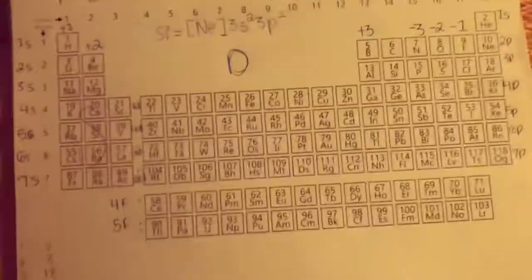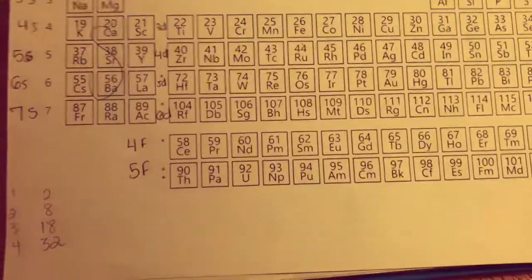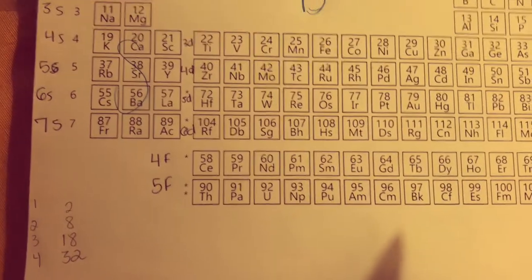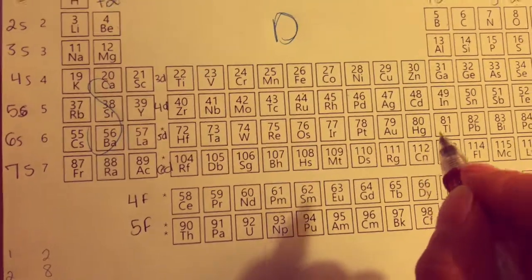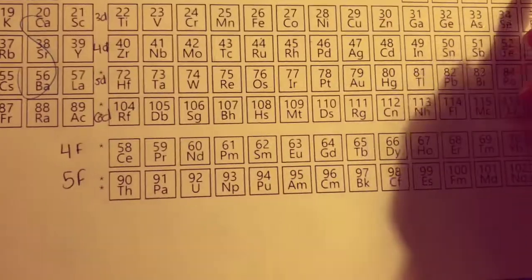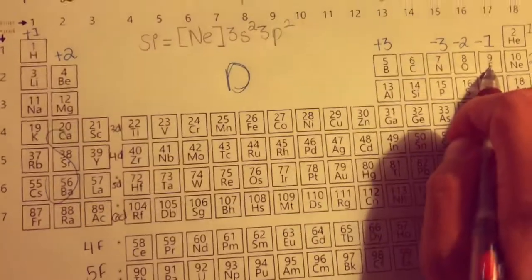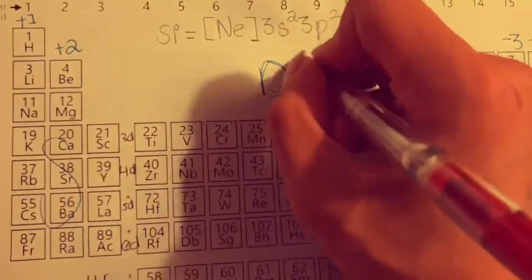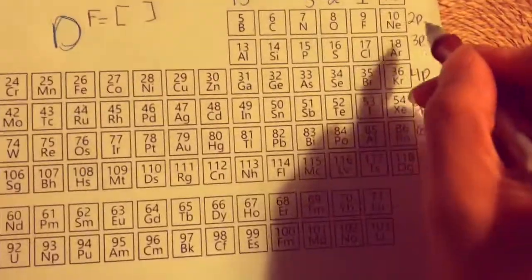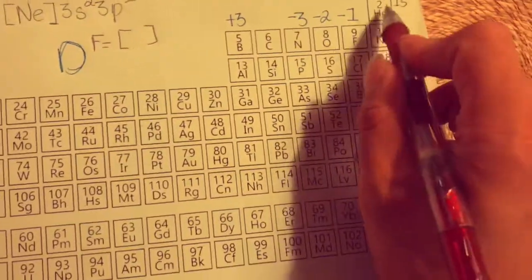3p2. Now if you're a little bit confused on that, I'm going to go ahead and do another element: fluorine. Fluorine is the symbol F. Let's see if I can find that anywhere here. Okay, here. Fluorine is right here. First you draw the symbol, then in brackets, like I said, you put the noble gas that is right above. That would be helium.